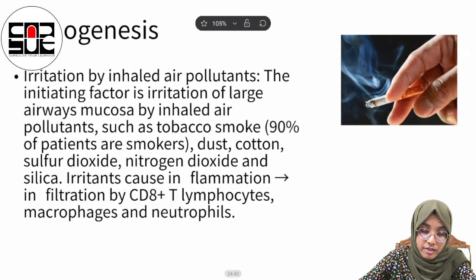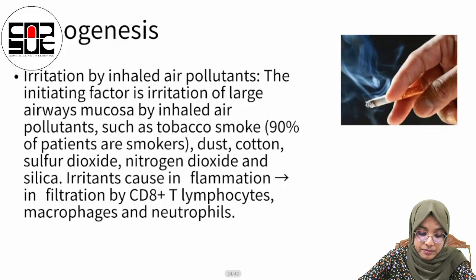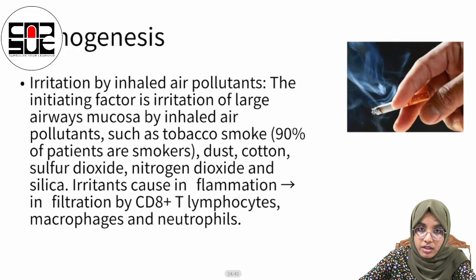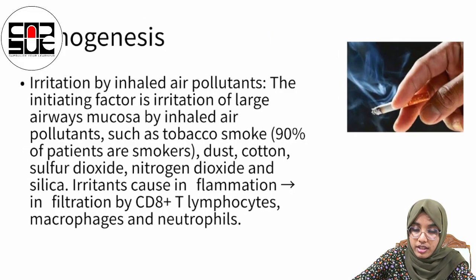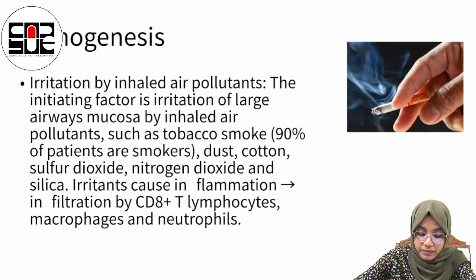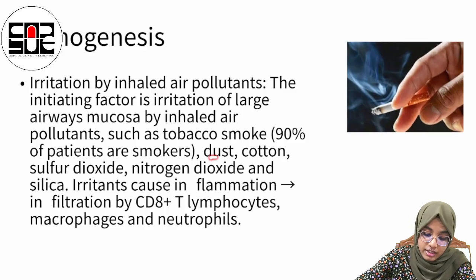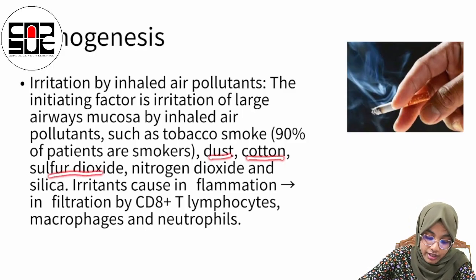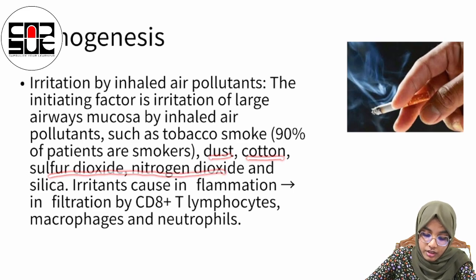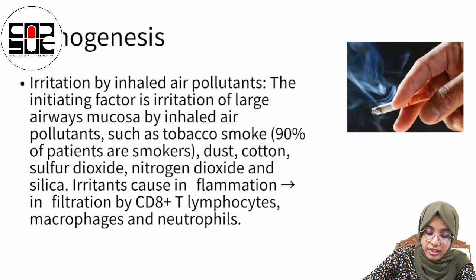Remember the two terms, inflammation and hypersecretion of mucus. How does inflammation occur? As we mentioned in the case, the patient that we described was a chronic smoker. The initiating factor in chronic bronchitis is the irritation of the airways by the inhalation of smoke or any other irritants such as dust, cotton, sulfur dioxide, nitrogen dioxide and silica. However, the main air pollutant that is involved is obviously tobacco smoke. 90% of patients who are affected are smokers.